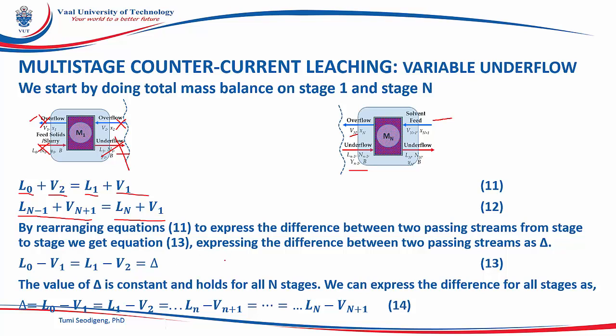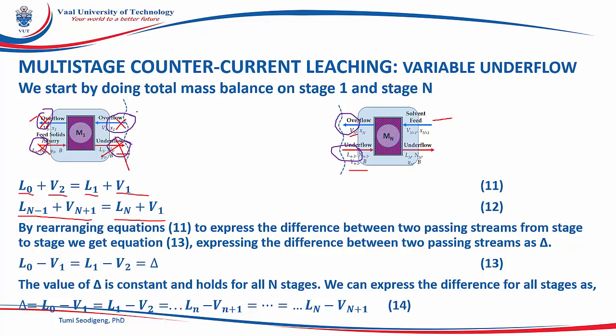What we are doing actually here is expressing the difference between the two passing streams. We look at two passing streams in each case. The two passing streams will be this stream here and this stream here. The difference between these two streams should be the difference between this stream here and this stream here. And then also the difference between the two passing streams, this stream here and this stream here, will be equal to the difference between any two passing streams.